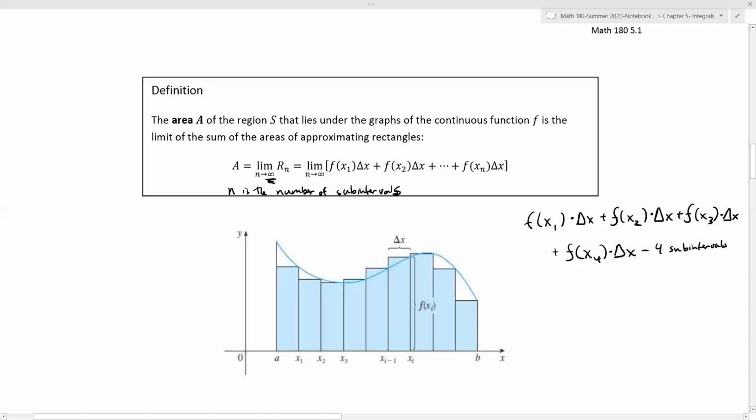And what we're seeing here is that the area under this curve, under the graph of a continuous function f, is going to be all of these areas, the individual rectangles, as we make the number of rectangles that we draw really, really big. And you can see the picture here to give you a sense of what happens if you increase the number of rectangles.